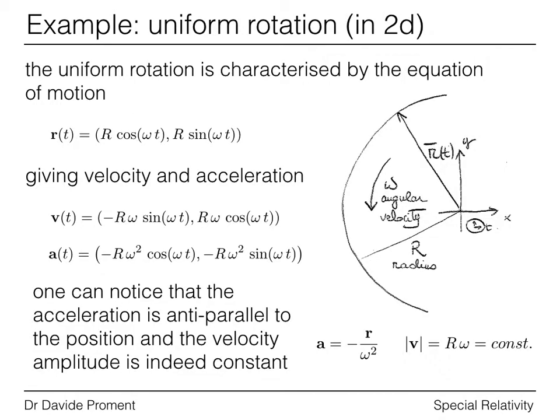The third and last example that we consider is a body moving at constant rotation. We discussed why the equation of motion results in the reported formulas and computed the body's velocity and acceleration. We proved that the acceleration is always opposite to the position, and, as by definition, that the velocity amplitude is indeed constant.